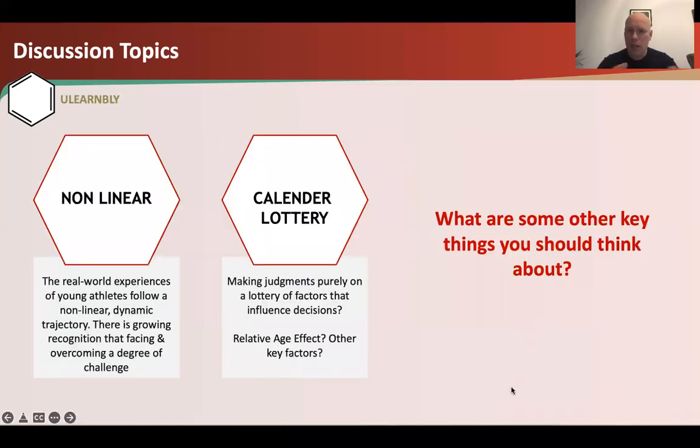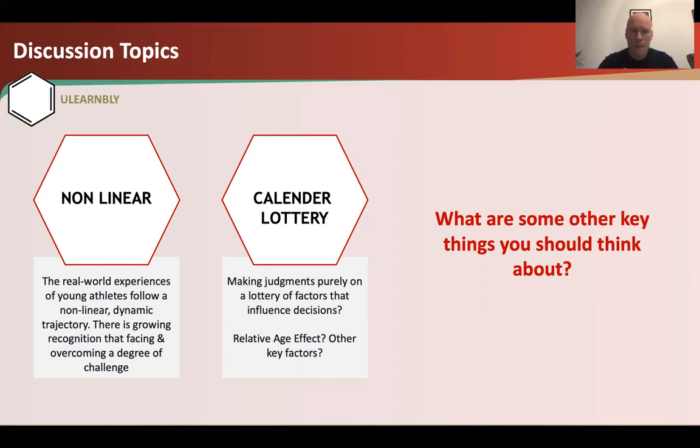Now, some interesting discussion topics that we've got to make reference to is knowing that, as we've said already, learning and performance and recruitment is non-linear. The real world experiences of these young players, and certainly the perspective that we share with you, follow a non-linear dynamic trajectory, because we know that they're going to show different periods of success. They're going to go up and down.